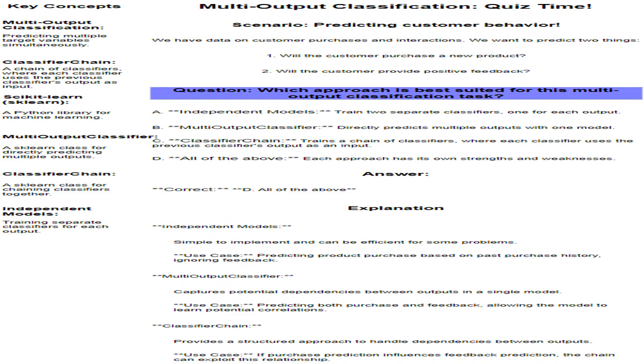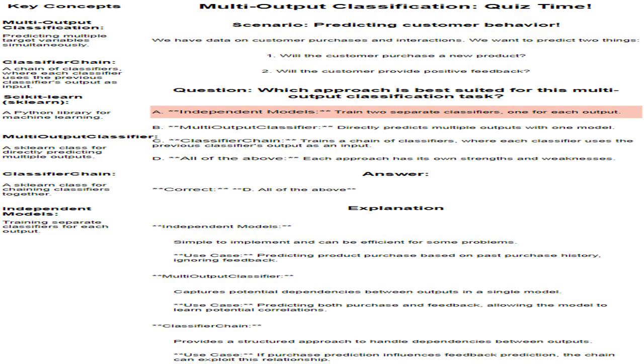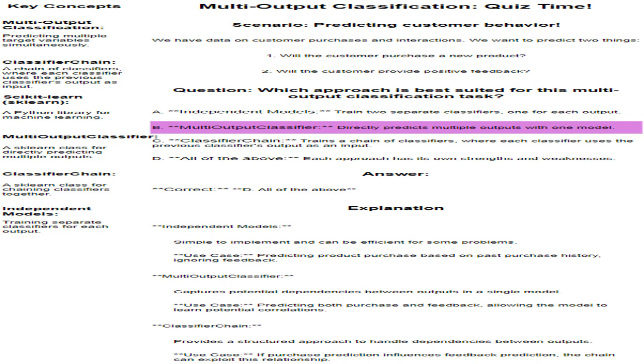Which approach is best suited for this multi-output classification task? A. Independent models: train two separate classifiers, one for each output. B. Multi-output classifier: directly predicts multiple outputs with one model.